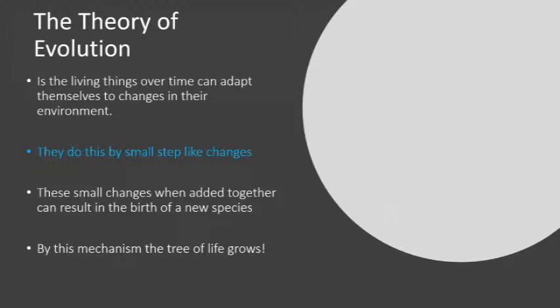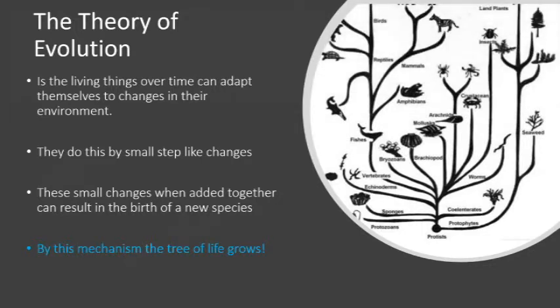Over long periods of time, the small changes in a species, when added together, result in the birth of a new species, as animals become reproductively isolated. Over very long periods of time, the accumulation of physiological changes means that creatures which once shared a common ancestor become further separated on the tree of life, leading to new genuses, families, etc. It is by this mechanism that the tree of life grows.